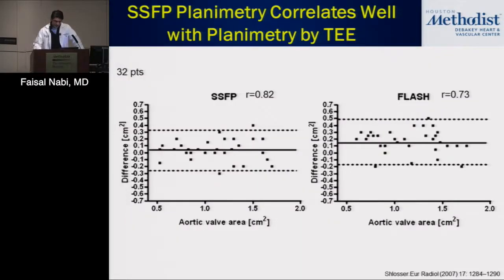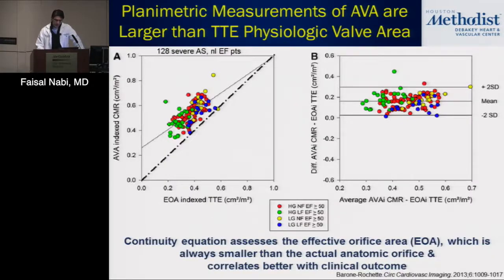Now, what we've learned in the literature is that if you compare it to TEE, for what it's worth, actually the correlation is very good. But I'll show you more data on this as well. The main concept I'd like to relay is that the measurement that you get with the planimetered valve area is not the same as what you're getting with echo, in which you're using the continuity equation to calculate a physiological valve area.